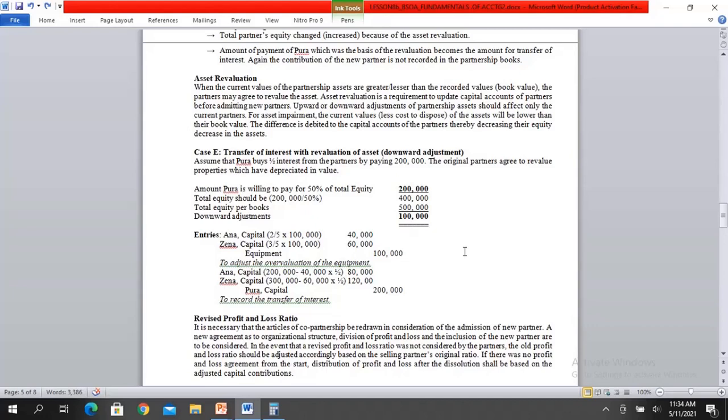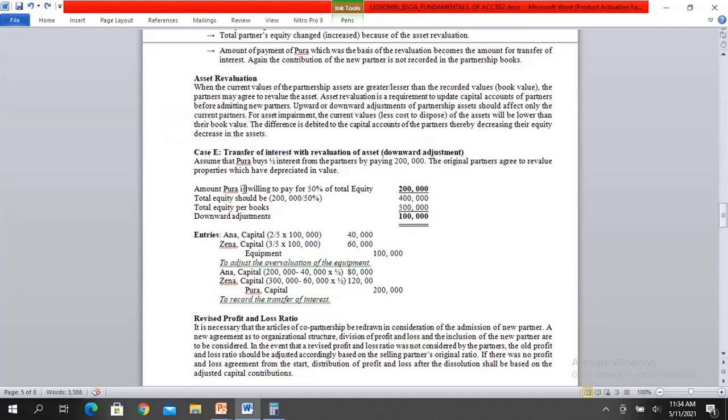So, tatandaan nyo, ang land hindi nagde-depreciate, nag-a-appreciate yan. So, yun yung asset na hindi nagde-depreciate, yung land. Otherwise, except sa land, nagde-depreciate lahat ng PPE or yung ibang asset ng business. Ayan. So, case E, transfer of interest with revaluation of asset or the downward adjustment.